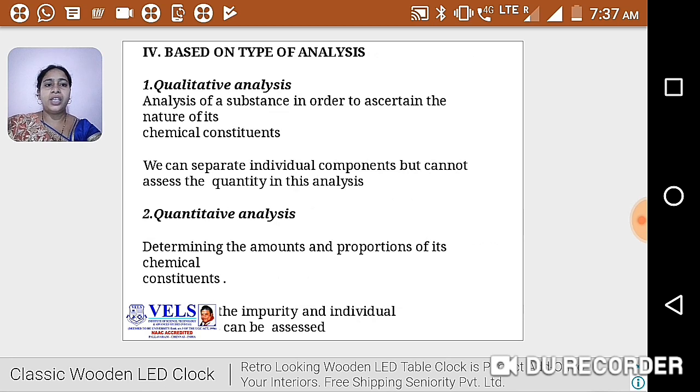Based upon type of analysis, HPLC is divided into qualitative analysis and quantitative analysis. In qualitative analysis, a substance can be analyzed to ascertain the nature of its chemical components. We can separate individual components but cannot assess the quantity in this analysis. Whereas in quantitative analysis, we can determine the amount and proportion of its chemical constituents. Quantity and impurity of the individual components can also be assessed.